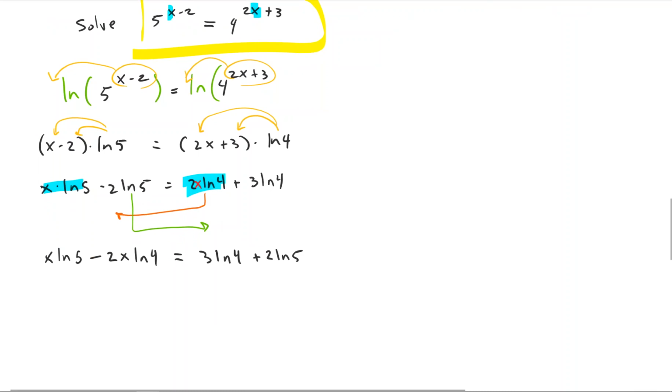Perfect. Now we also notice that each of these terms on the left, after our algebra, has an x. So we can factor that x out as a common term. And what we're left with is ln of 5 minus 2 ln of 4. And then the right side stays the same. So I'll just copy it down.